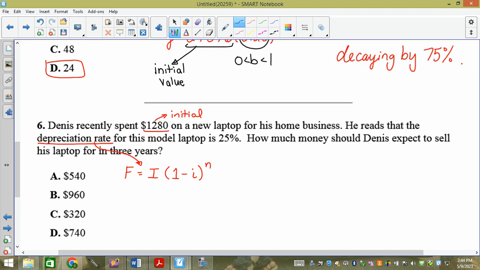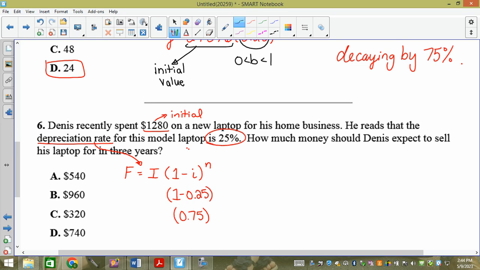And he reads that depreciation rate for this model is 25%. So do I put 25% in this bracket, or do I go 1 minus 0.025? 1 minus 0.25. So how much is actually left? In this case, 75% was left, but it depreciated by 25%. You see that? So how far away it is from 1 is how much it depreciated.